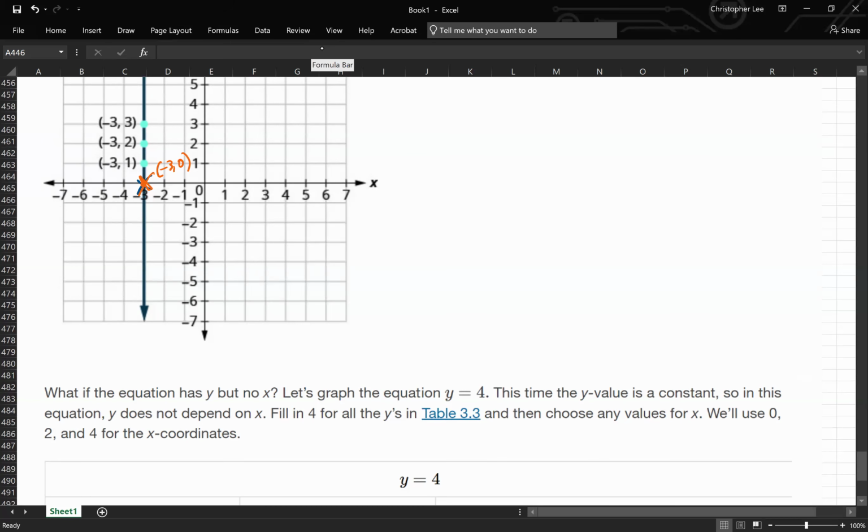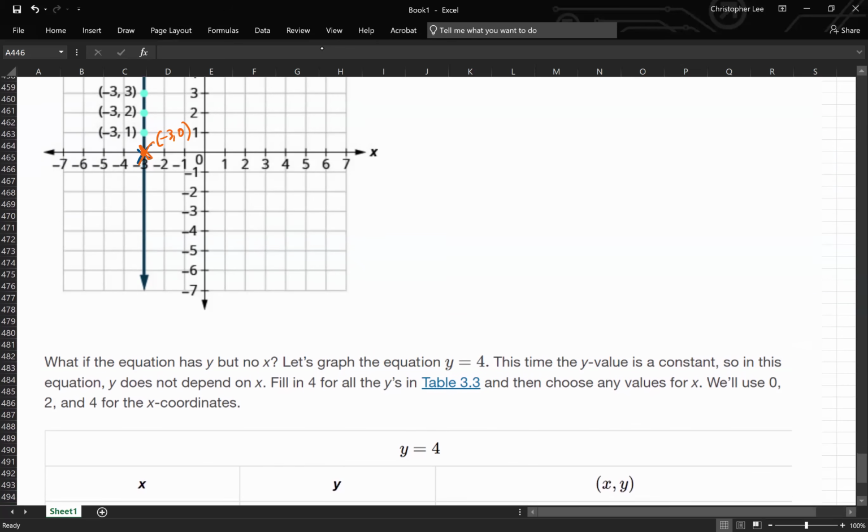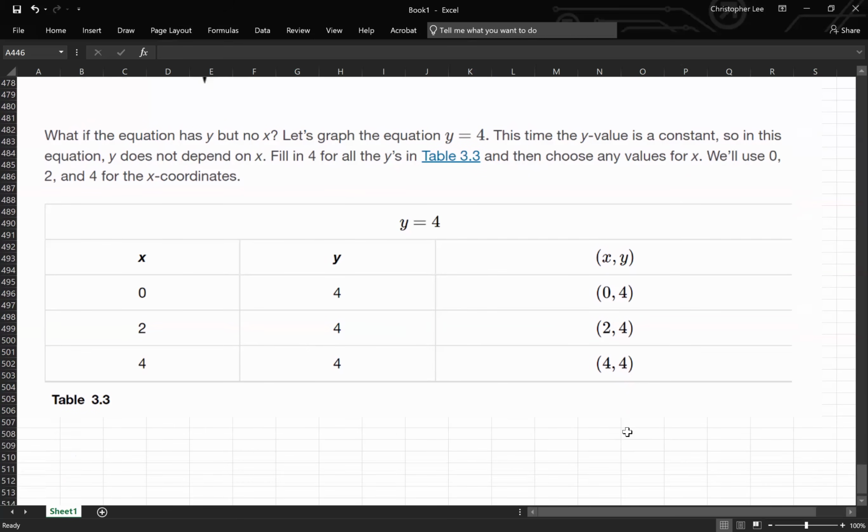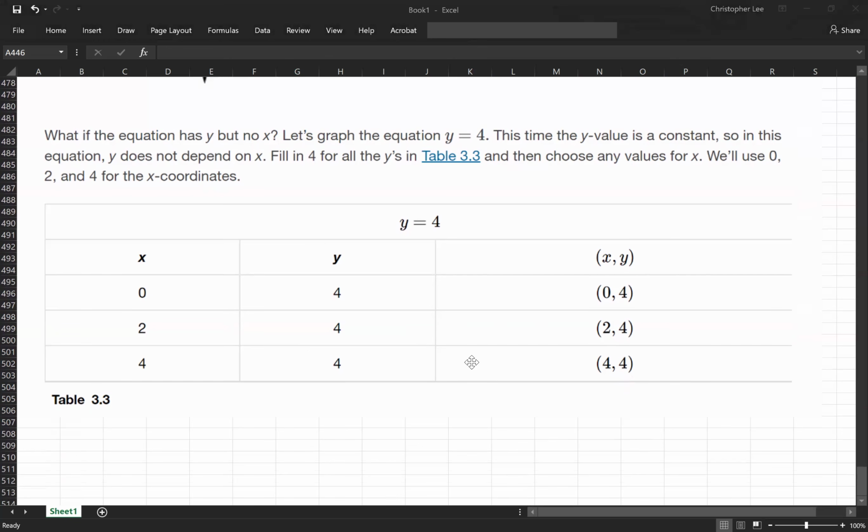So we're going to fill in 4 for all the y values in the table, as you can see right here. And then we're going to choose any x values that we want. It doesn't matter. Let's keep it simple: 0, 2, 4. So that's going to give us the points (0, 4), (2, 4), (4, 4). When you graph it, this is what it's going to look like. Again, I feel like mine is ugly, so I just want to show you all this.